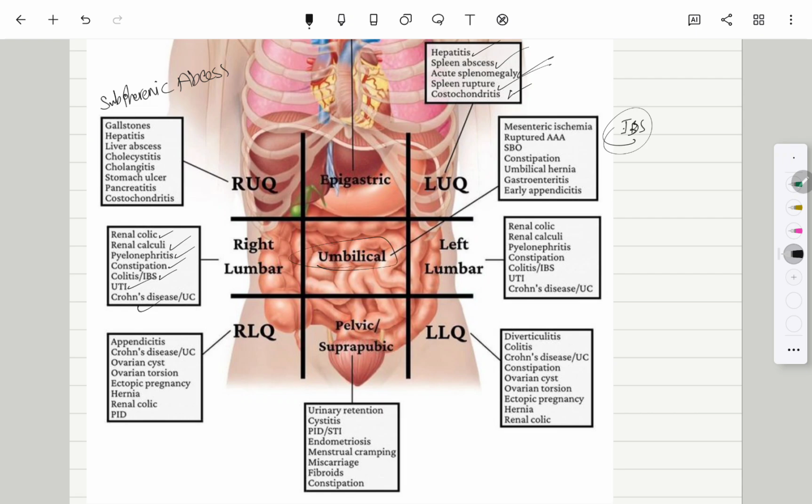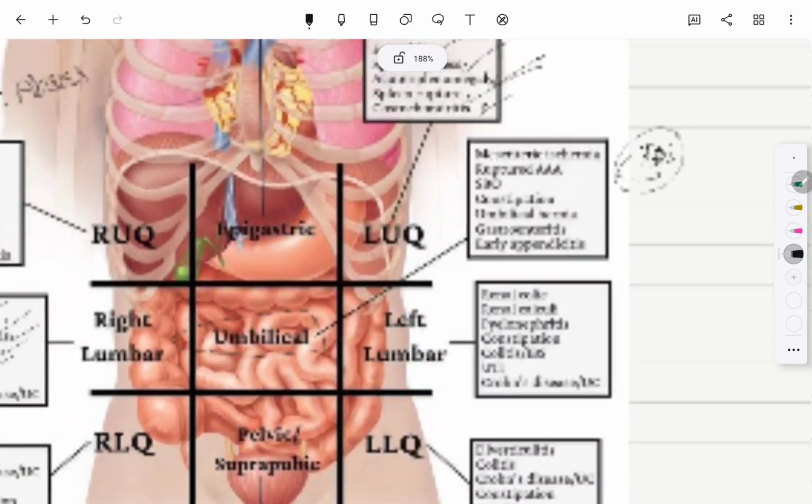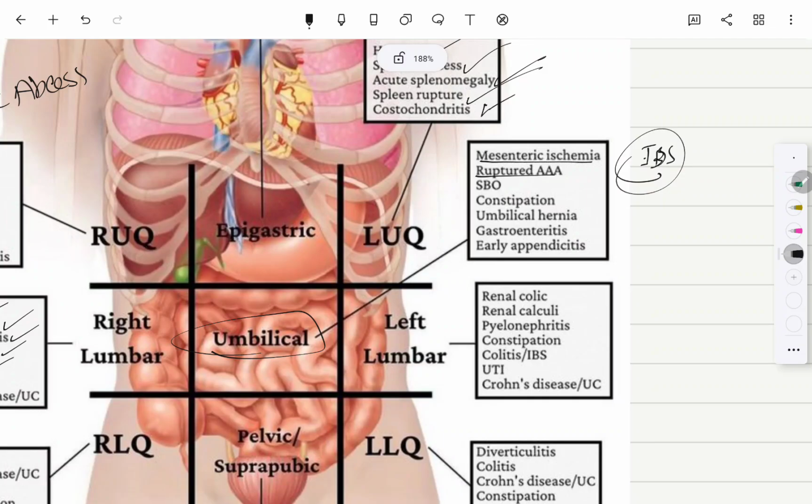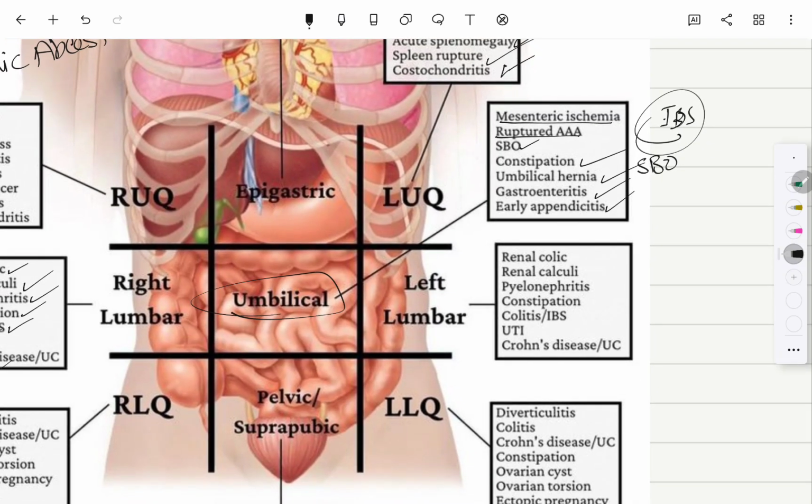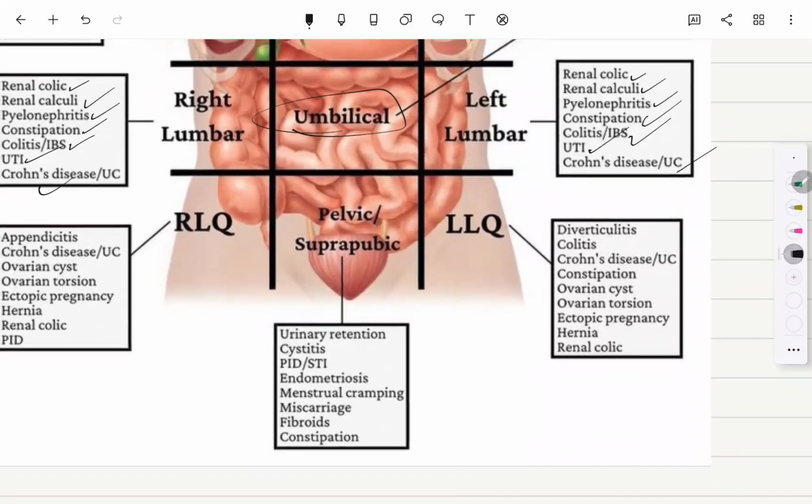Okay, let's talk about the umbilical region. In the umbilical region, there will be mesenteric ischemia, ruptured abdominal aortic aneurysm, small bowel obstruction, okay, constipation, umbilical hernia, gastroenteritis, and early appendicitis. Let's talk about the left lumbar region. There will be renal colic, renal calculi, pyelonephritis, constipation, IBS or colitis, UTI, and Crohn's disease.